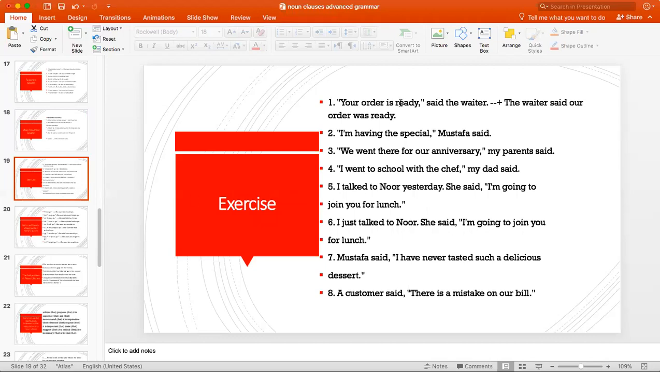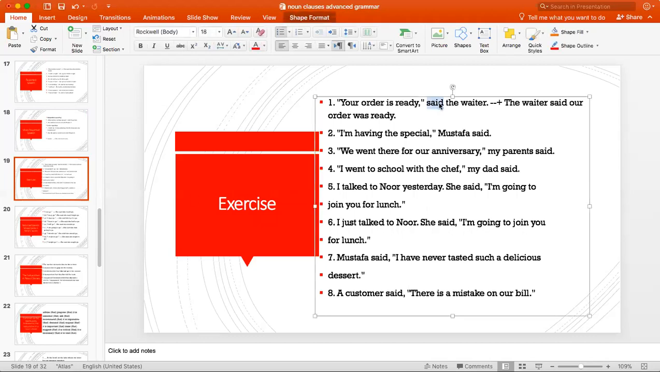So your order is ready because the verb is past. You say, the waiter said our order was ready. I am having the special, Mustafa said. Because said is past, Mustafa said he was having the special. We went there for our anniversary, my parents said. My parents said they were.